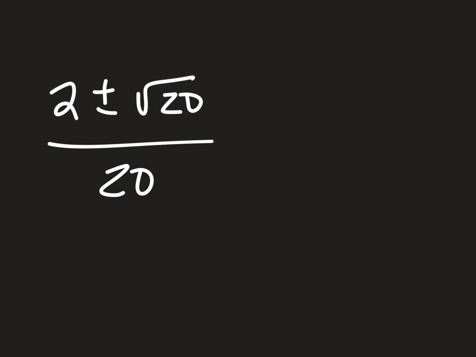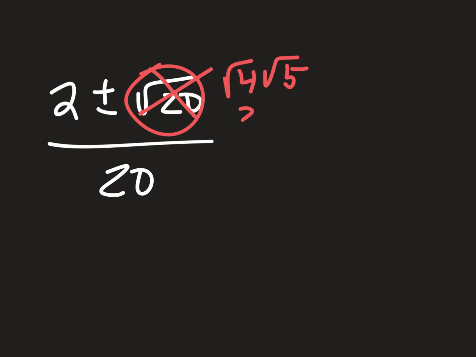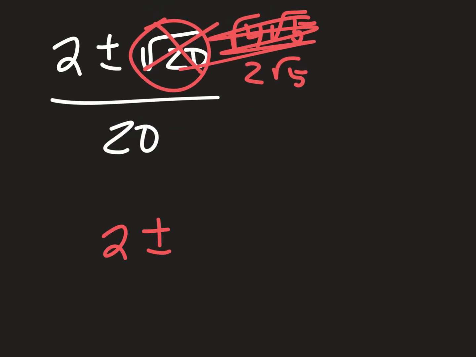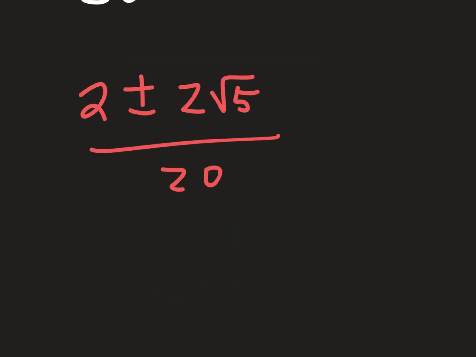All right, so here's step one. Do you know how to simplify the square root of 20? How many of you got past that and knew it was root 4, root 5, which is really 2 root 5? How many of you at least got that far? Okay, good. That's almost everybody. Then here's your new problem. 2 plus and minus 2 root 5 all over 20. And now, I get it.